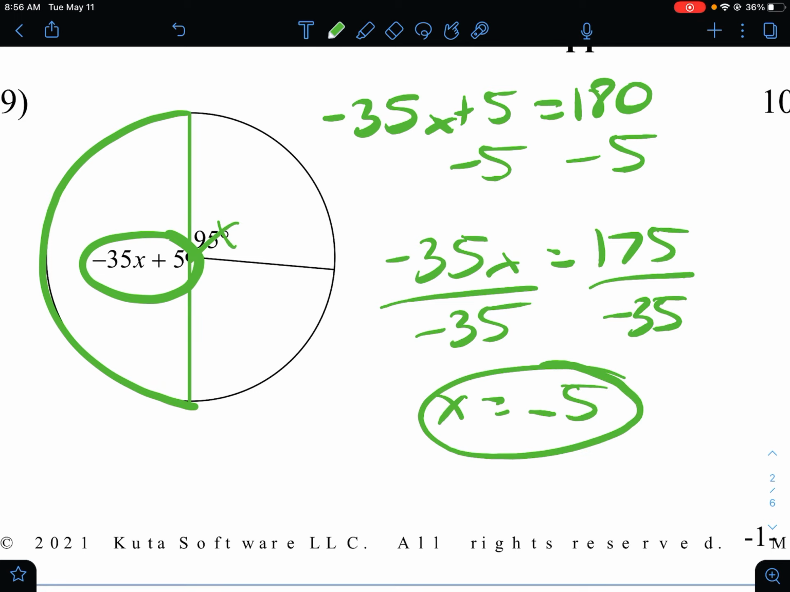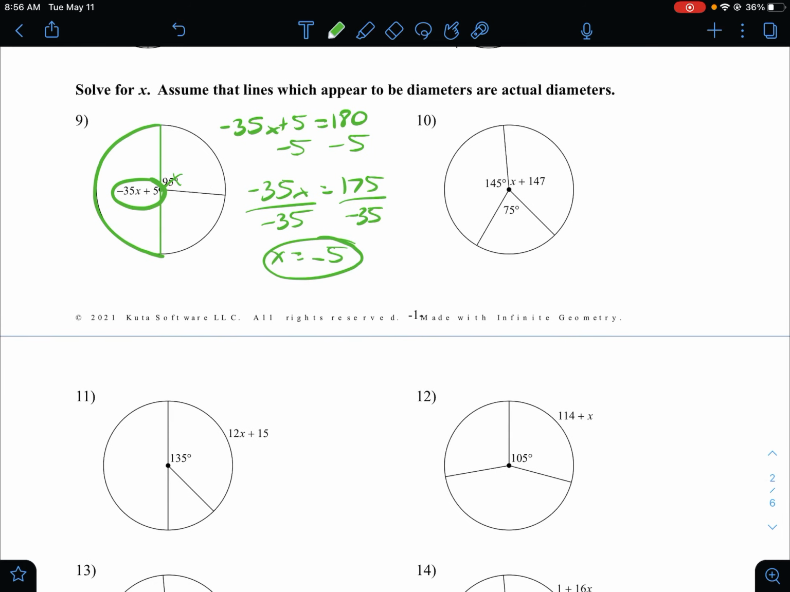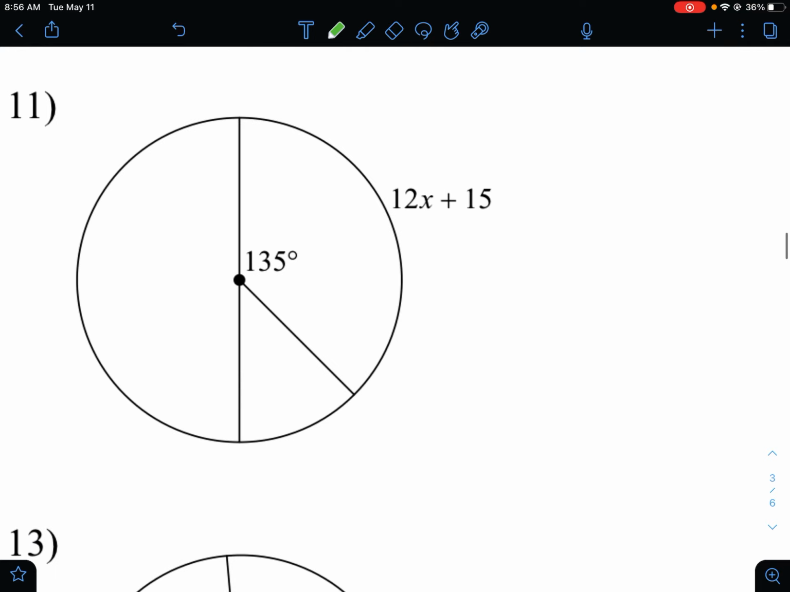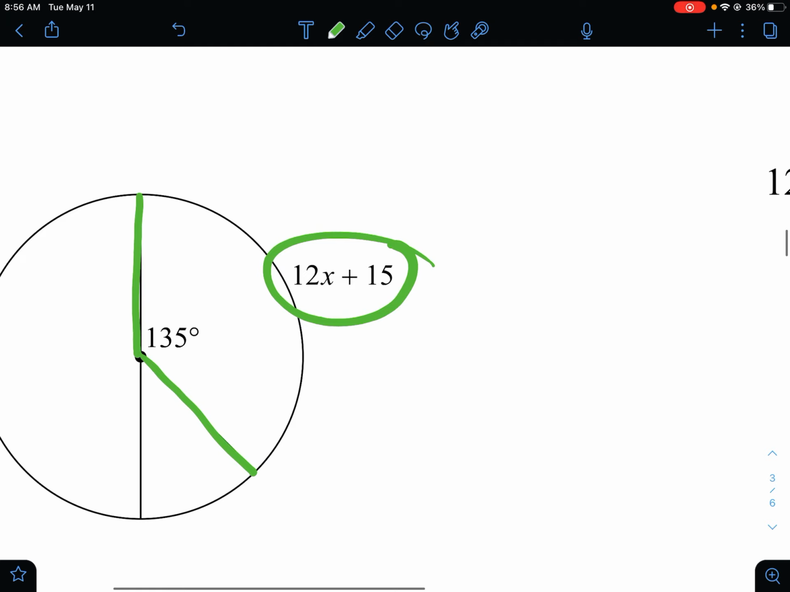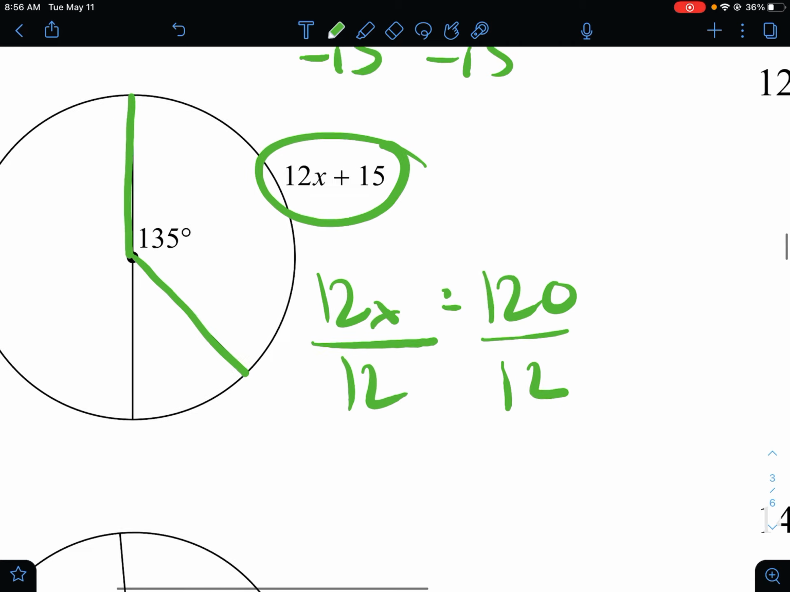We didn't even need this 95 here, and you're going to find that sometimes in these problems they give you values that you don't need. Let's try this one. Again, we talked about how the angle measure is equal to the arc measure when it's the central angle. So all we need to do is say 12x plus 15 is equal to 135. You solve from there. I get 135 minus 15, which is 120. I divide by 12, and I get 10.